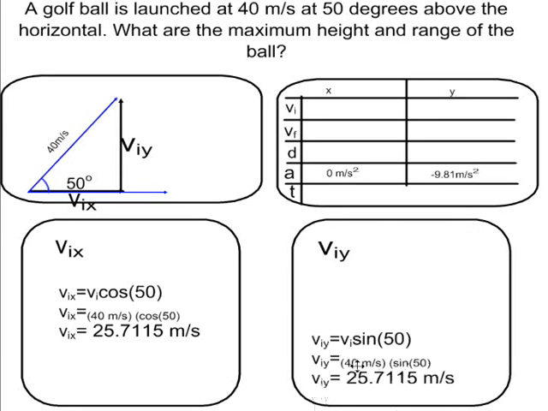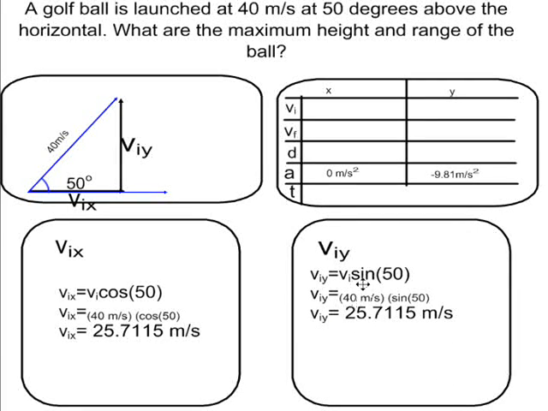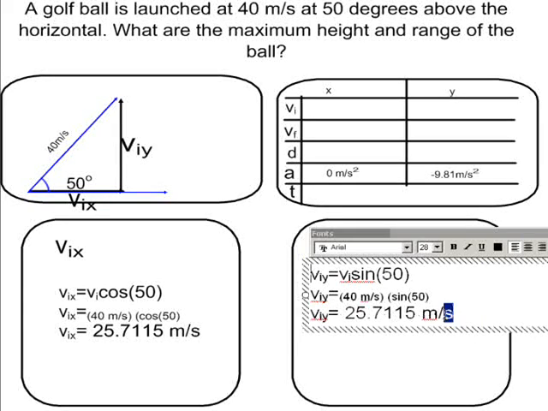Now, I'm going to eventually make that into significant figures, but first thing I'm going to do is I'm going to calculate my Viy. Now, my Viy is opposite, so I'm going to use the sine function. And when I calculate this, I end up getting the answer to be 30.6418.